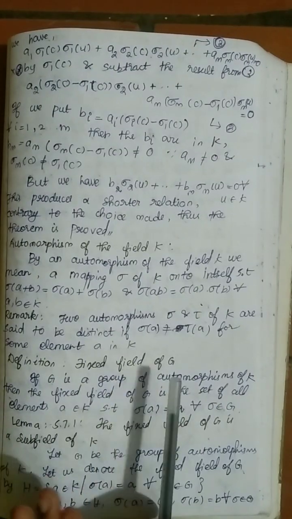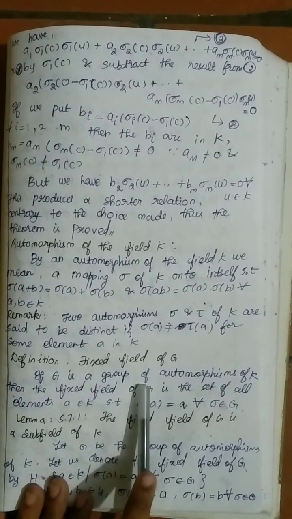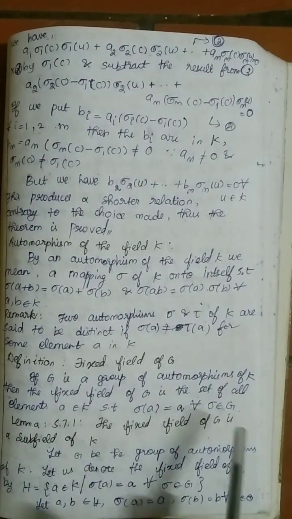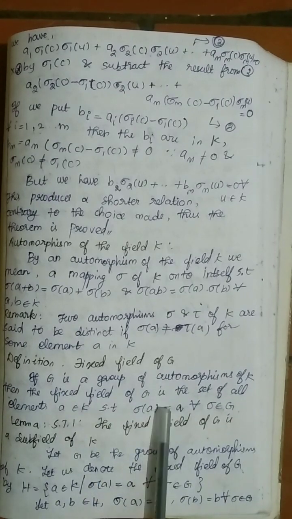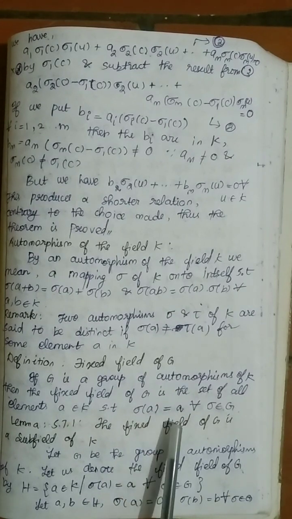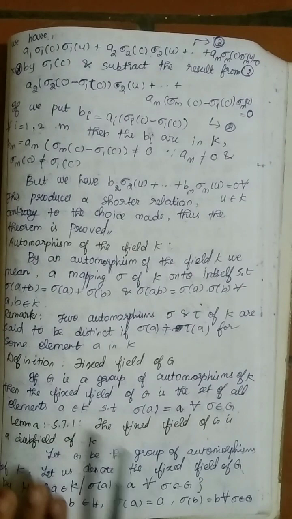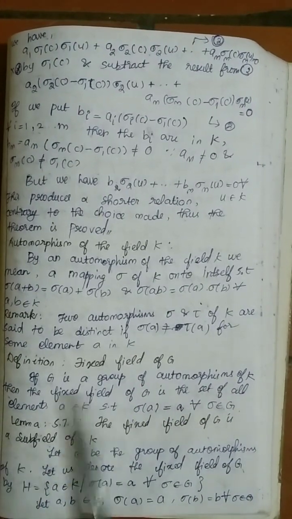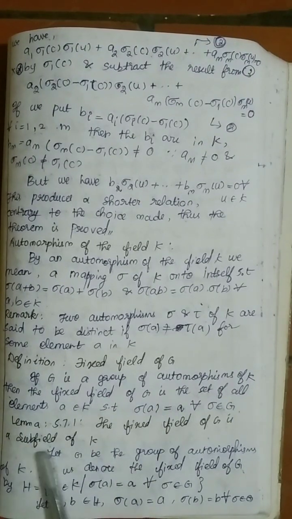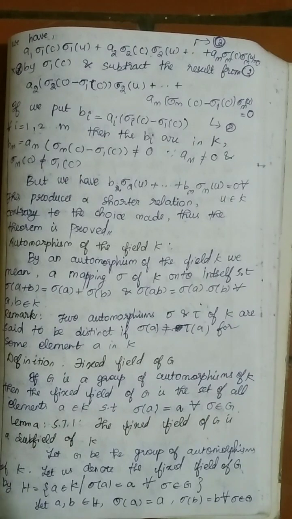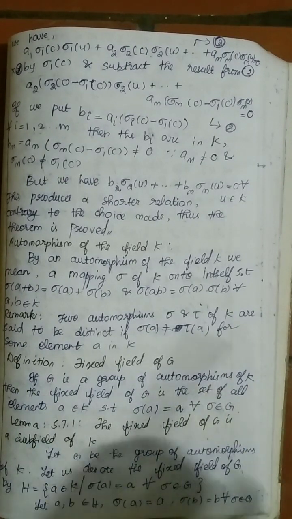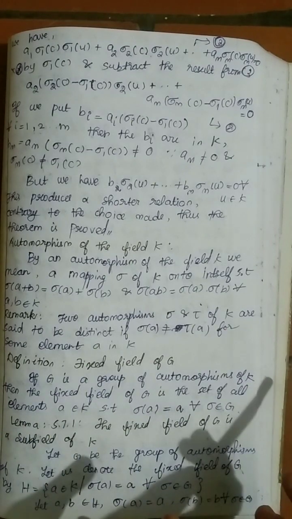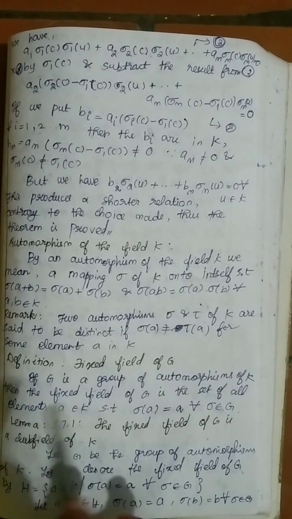Now we are going to see the definition of a fixed field of a group. Okay, if G is a group of automorphisms of K, I am considering that G is some group of automorphisms of K, then the fixed field of G is the set of all elements A belonging to K such that sigma of A equals A for all sigma belonging to G. What they are saying is that if G is the group of automorphisms of K, then the fixed field of G is the set of all elements of K such that for all automorphisms in G, if I apply the automorphism to that element, I'll get the same element back.